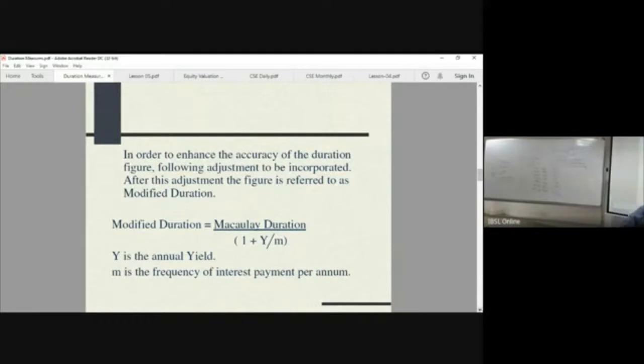There's no big difference, but there's a small difference. Because 1 plus y over m is very close to 1. Because of that, the modified duration and the Macaulay duration do not have a big difference.